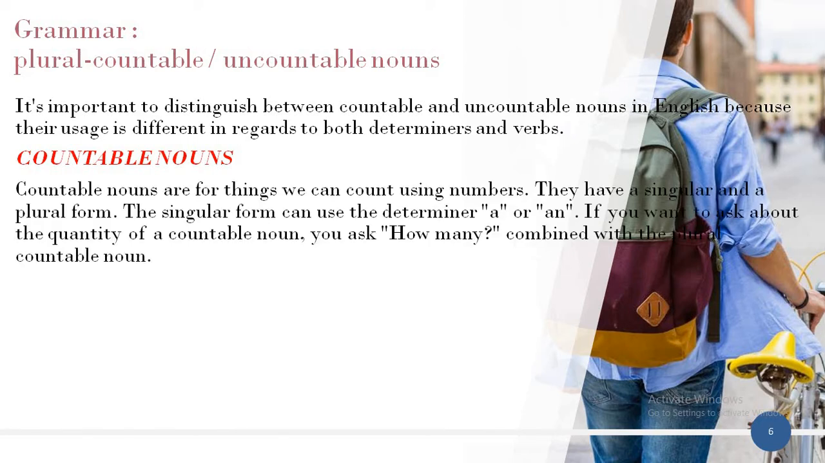Countable nouns are for things we can count using numbers. They have a singular and a plural form. The singular form can use the determiner a or an. If you want to ask about the quantity of a countable noun, you ask with how many. Please remember this. You ask with how many, combined with the plural countable noun.